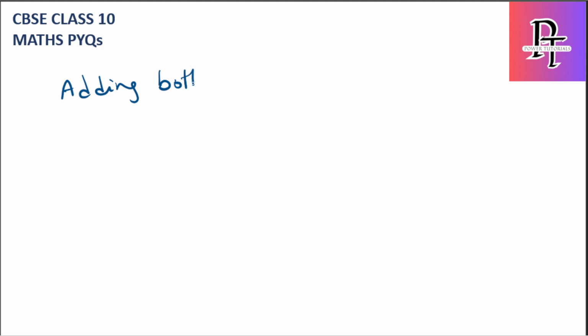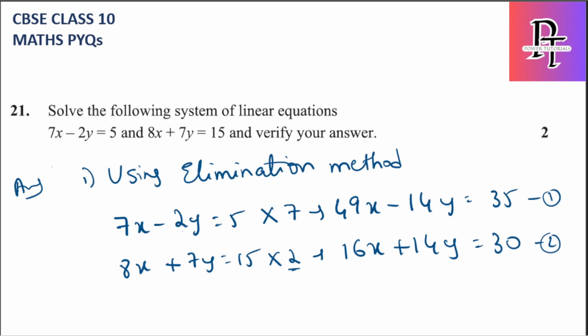Adding both the equations. Let's add it here. 49x minus 14y equal to 35.